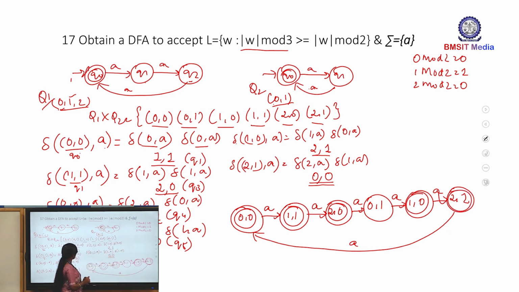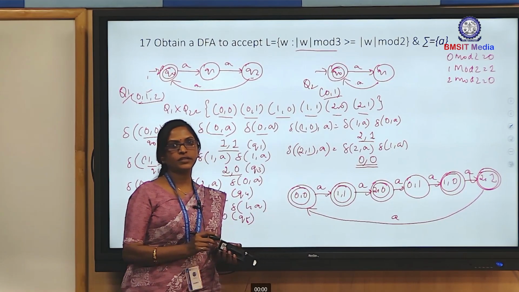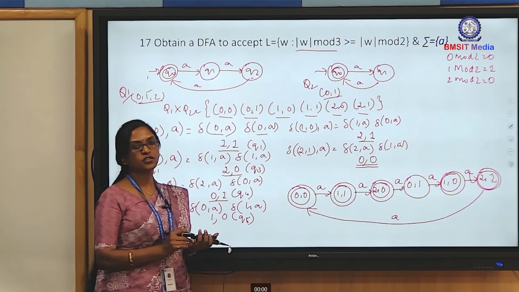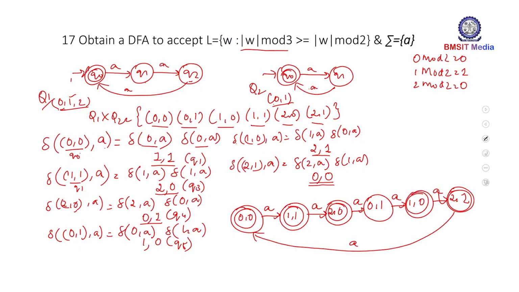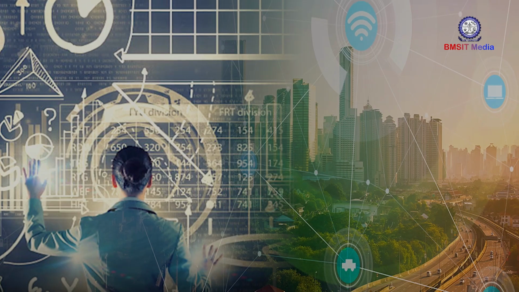So this is the last problem of DFA. And with this, we wind up the session on DFA. In the next session, we will be seeing problems on NFA and epsilon NFA. So thank you.